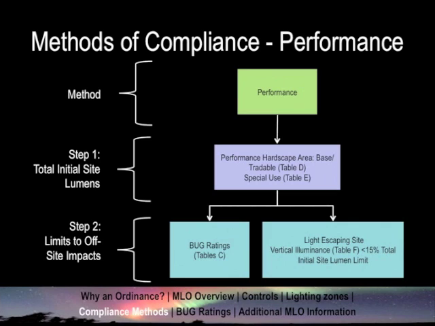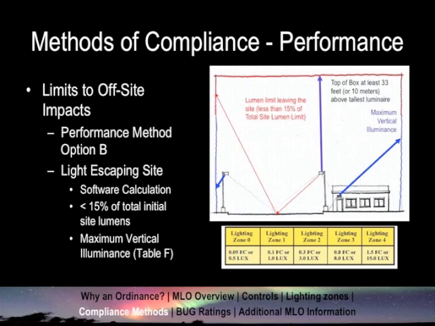And the performance method, if you remember, it is a lot more complicated and it involves computer programming. And what you basically do is you put a box, kind of a glass box around your site. And there's two different things you want to look at in the performance method. When you add up all the lights and all the lumens that are coming out of each light, once you put it into the program, some light's going to hit the ground and reflect up to the box.